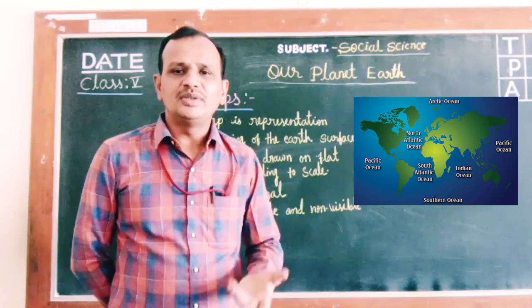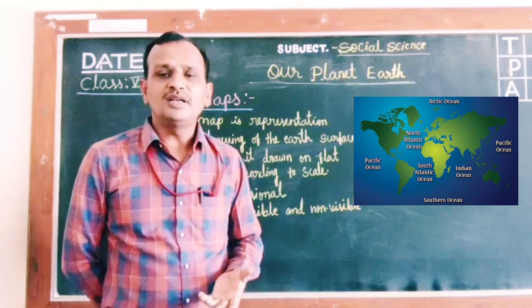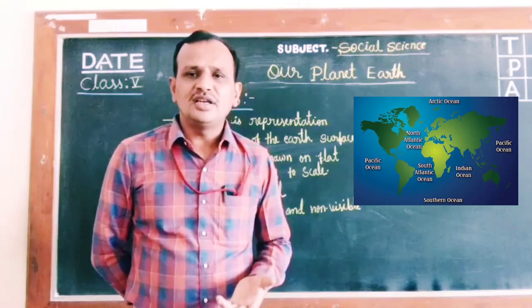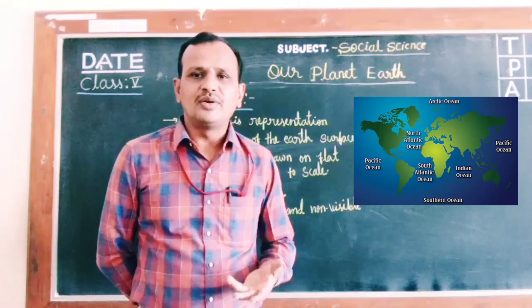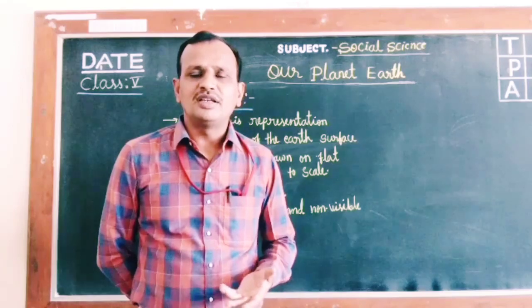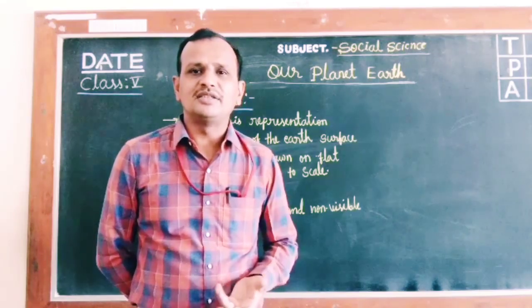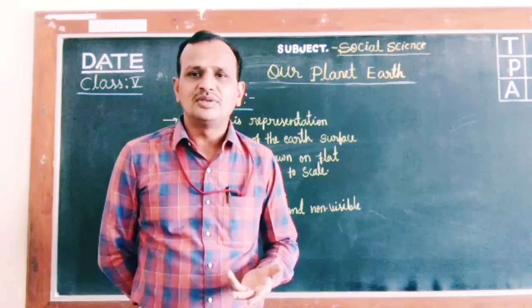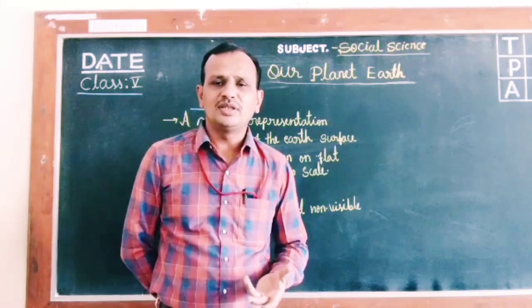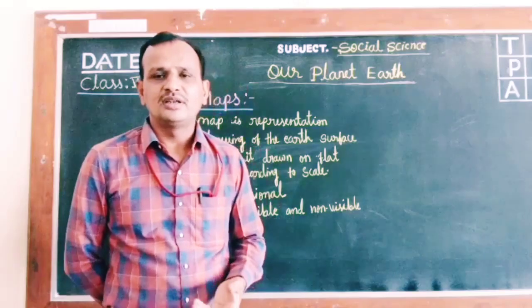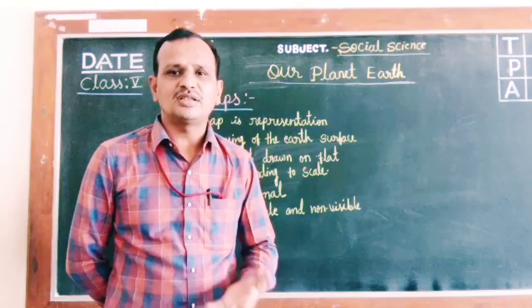What is an ocean, children? Oceans are large areas of water between the continents, and they are very big in size. So they are called oceans. In this way we discussed the continents and the oceans in our last class.